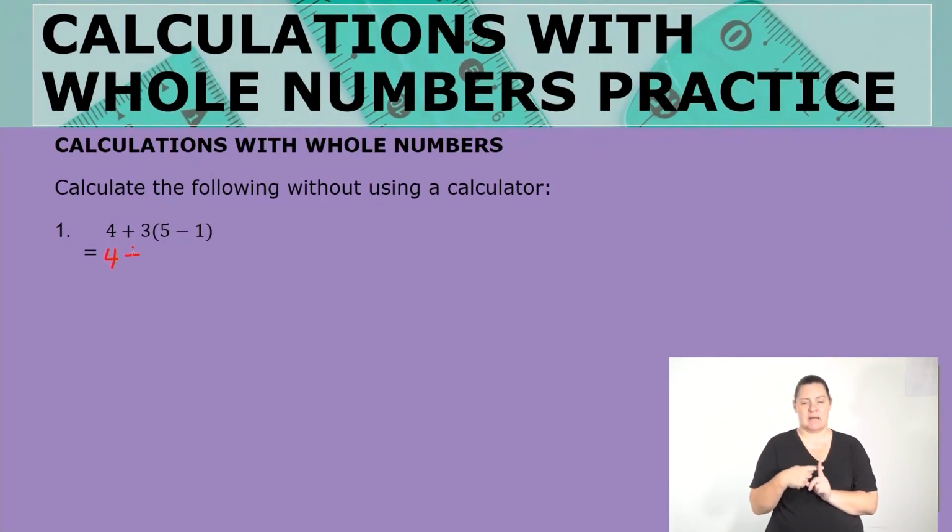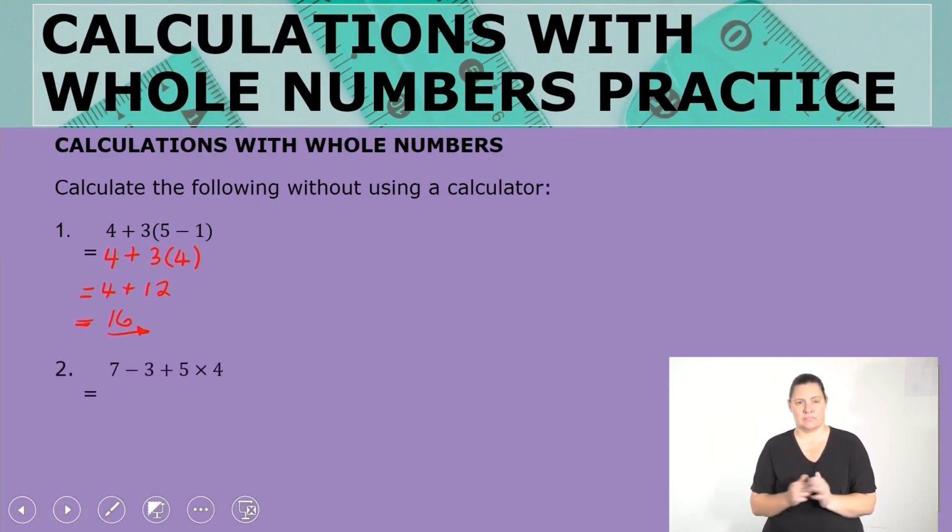We have 4 plus 3, and in the brackets, 5 minus 1 is 4. When we continue with that calculation, we have 4 plus 3 times 4 is 12. And our final answer is 16. Okay, let's move on to the next one.